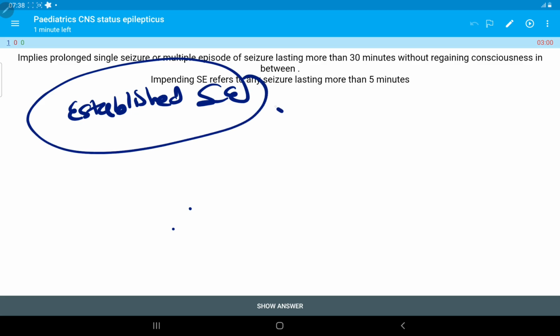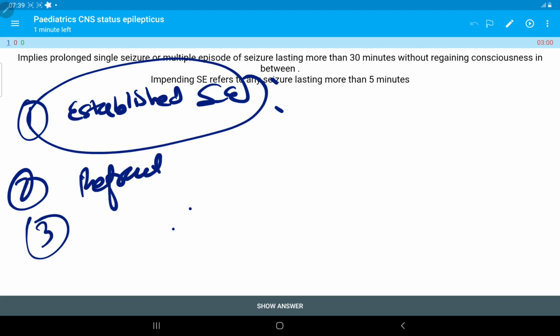status epilepticus. Here, after giving a single dose of benzodiazepine, the seizure persists, then that is established status epilepticus. Next one is refractory status epilepticus, which means the status epilepticus persists after giving benzodiazepine and phenytoin. So if we give a second line anti-epileptic drug and again the seizure is continuing, then that is called refractory status epilepticus. Another one is supra-refractory status epilepticus.